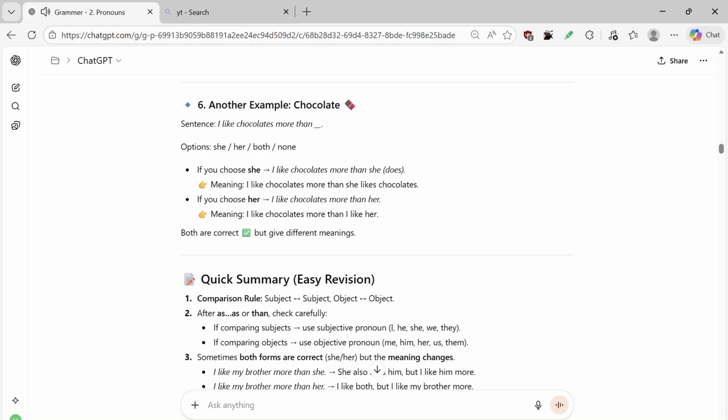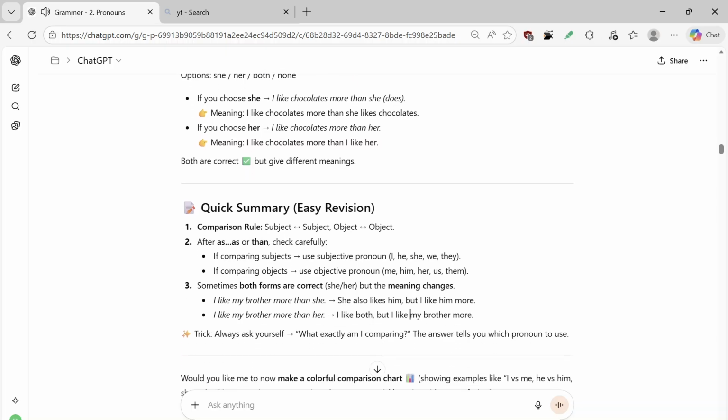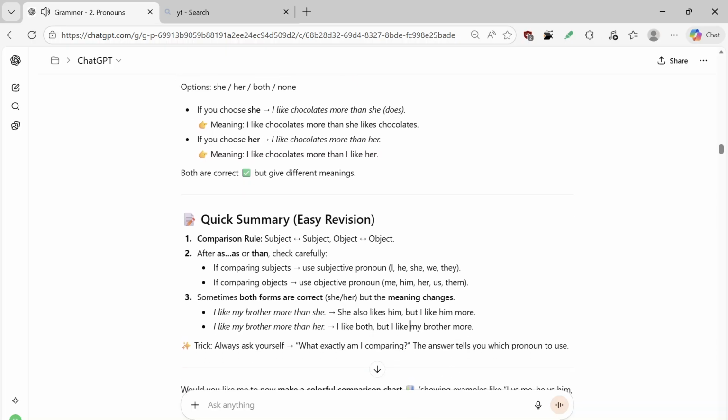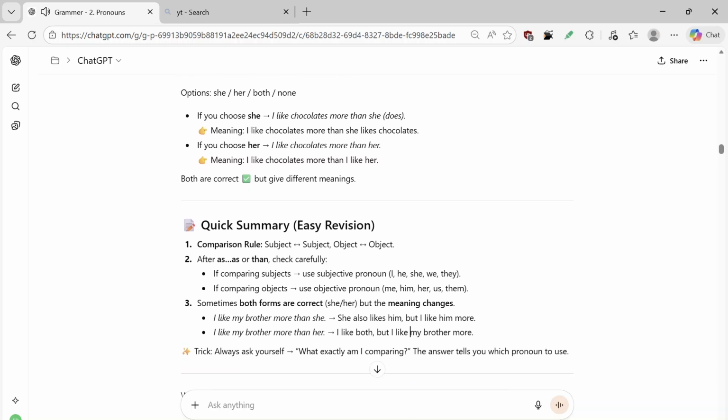Quick summary, easy revision. 1. Comparison rule: subject with subject, object with object. 2. After as or than, check carefully. If comparing subjects, use the subjective pronoun: I, he, she, we, they. If comparing objects, use the objective pronoun: me, him, her, us, them. 3.